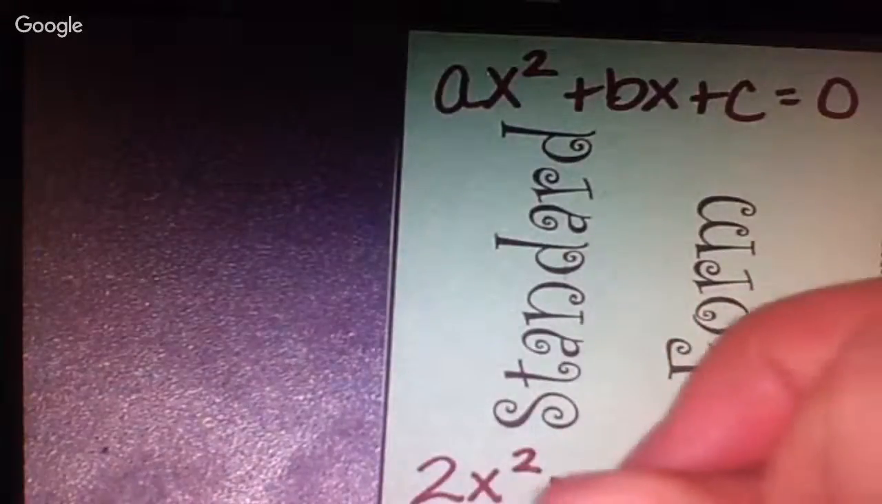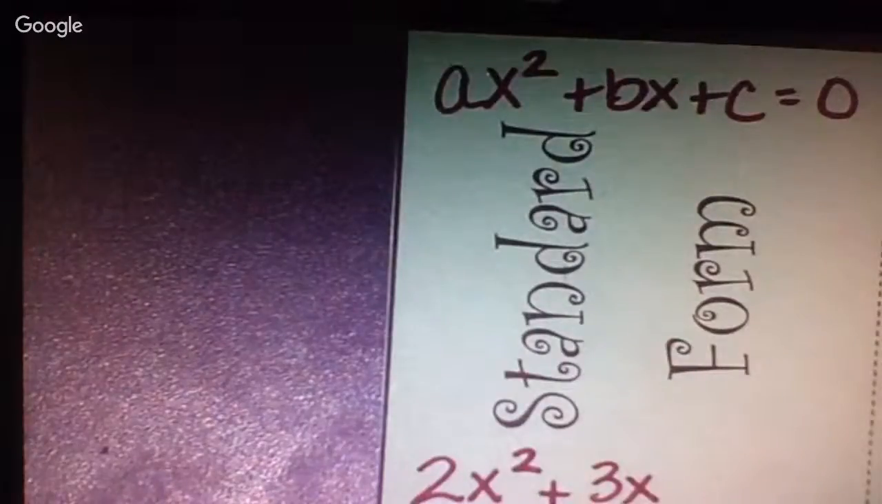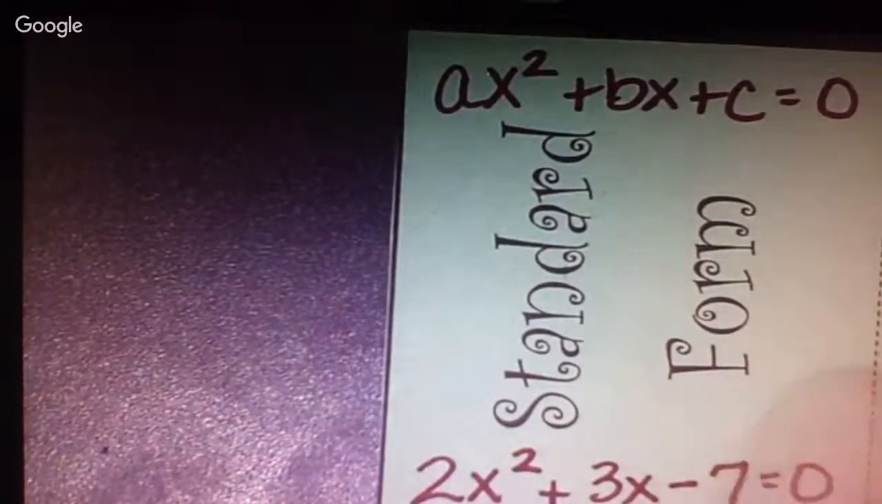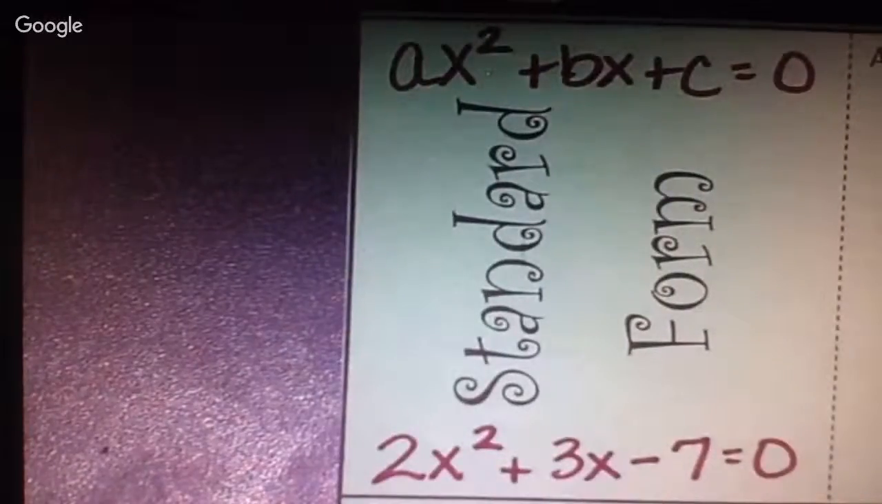So your graph could be something like, I'm just making these up, 2x squared plus 3x minus 7 equals 0. So I'm going to show you how to do all this on the calculator.